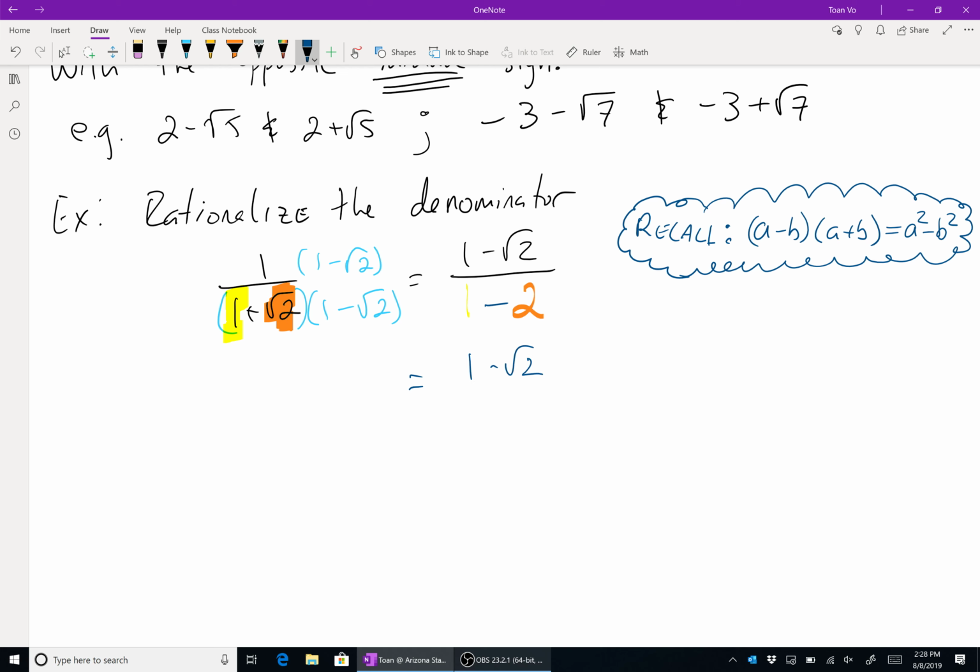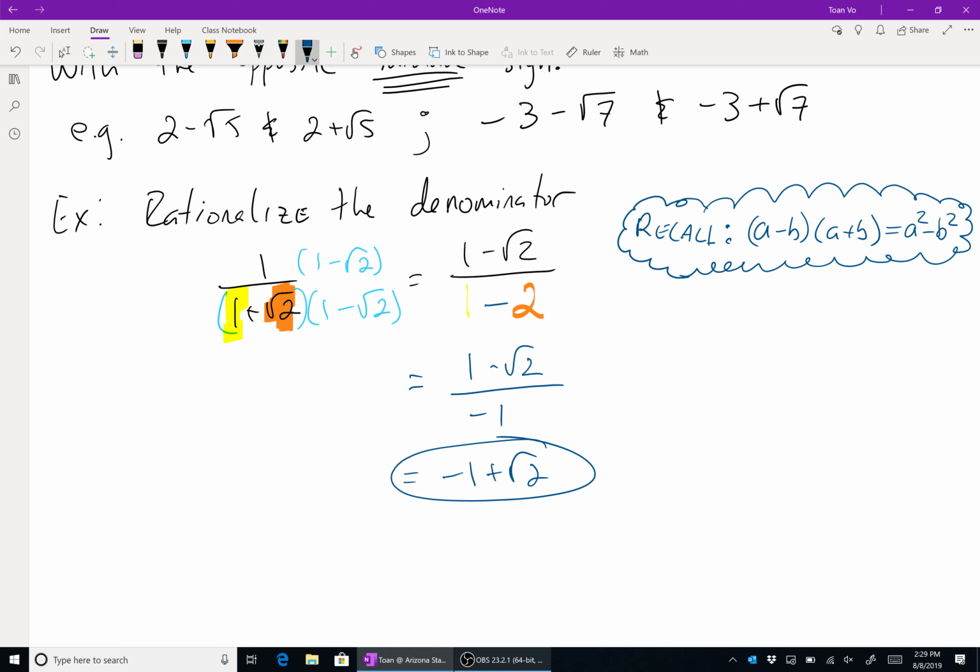1 minus rad 2 over 1 minus 2, which is a negative 1. And of course, when you divide by negative 1, you just flip the signs. Oh, well, please disregard the fact that I forgot to change back to black. That's rationalizing.